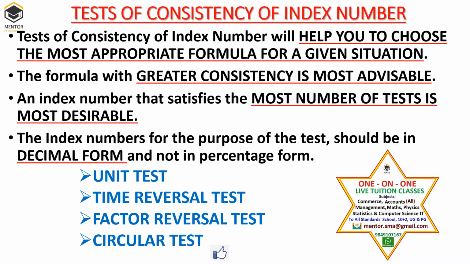There are four different types of test of consistency of index number. The very first type we have is unit test, time reversal test, factor reversal test, and the last we have is circular test. So let's see in detail about all these different types of test.